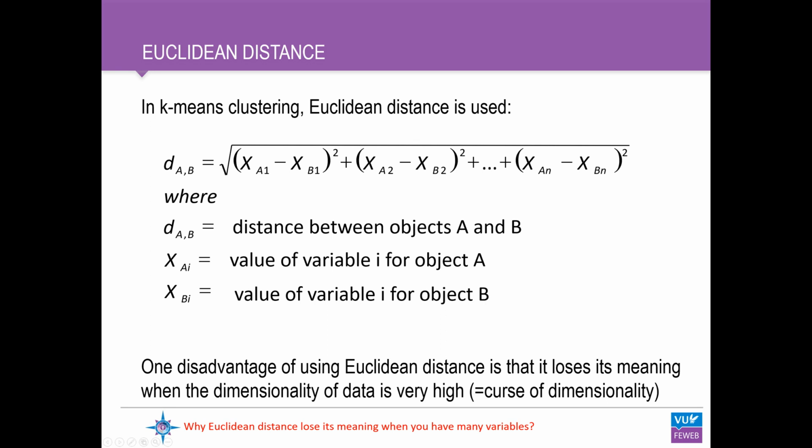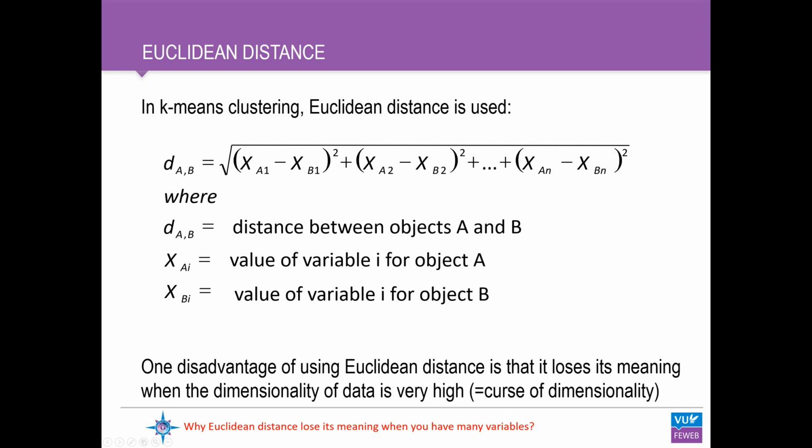Now if you sum all of these differences together, then you can take the square root of this large number, and that will become the distance between the objects A and B. Now usually, of course, you don't have two objects, but you have many objects, so you do this for any combination of objects, which gives you a matrix.